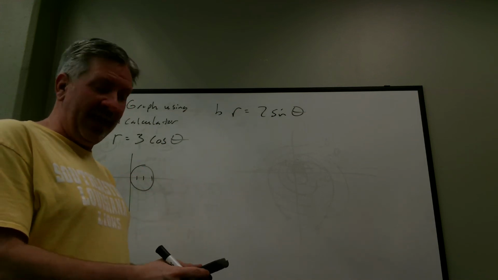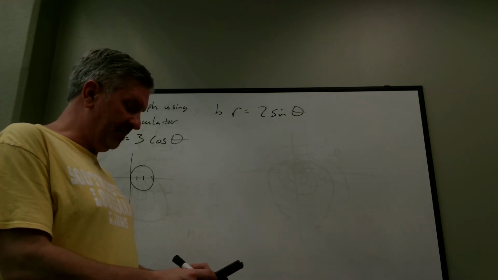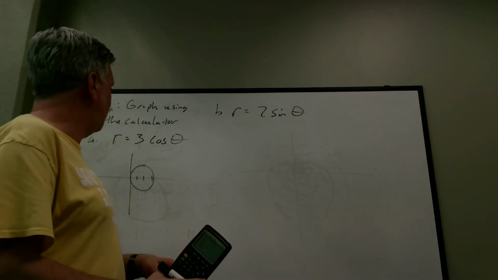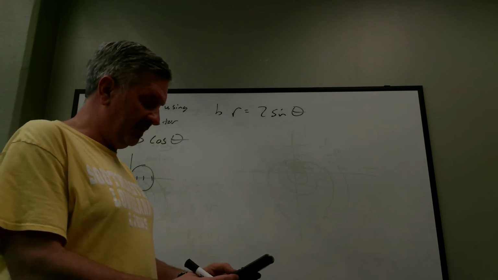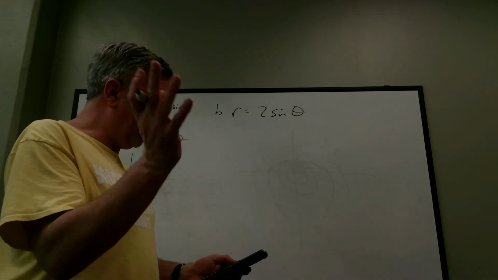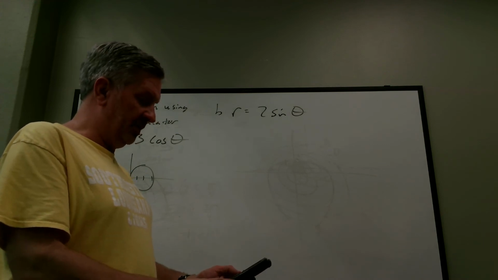I'm just going to hit graph and see what we get, and hopefully, oops, it'd help if I type in the new equation. Go back to y equals, and you have to type in 2 sine theta. And I'm just going to hit graph and hope that this window works just as well. And it's looking pretty good.